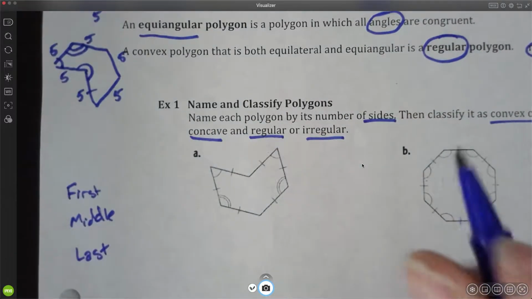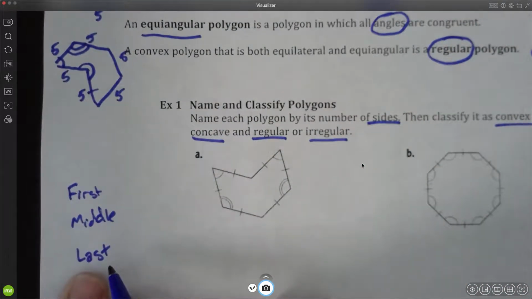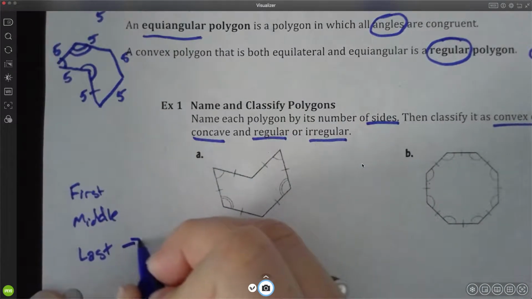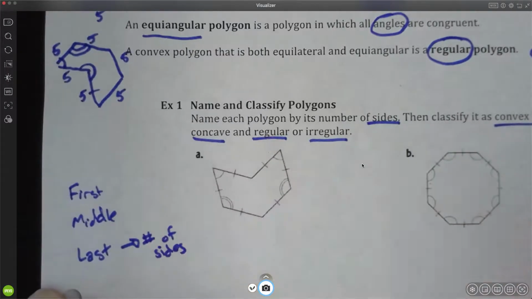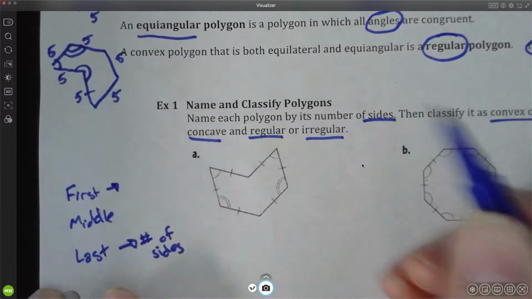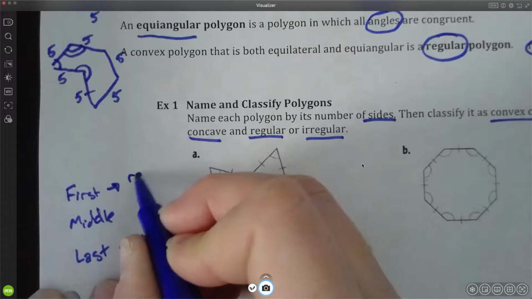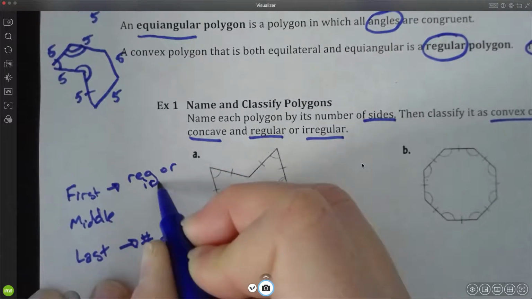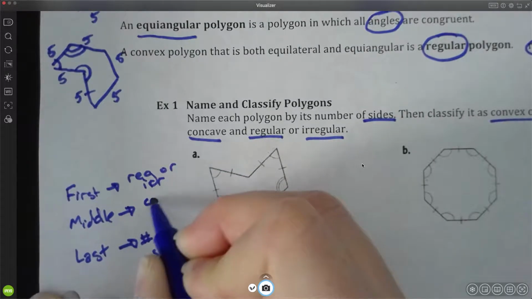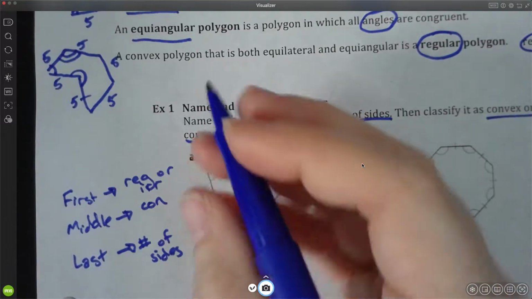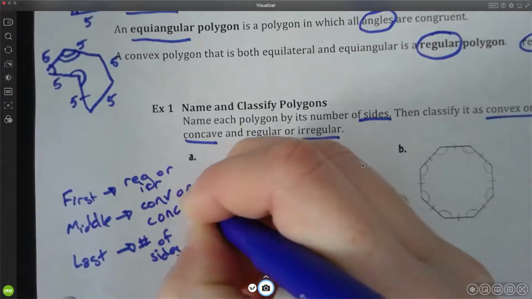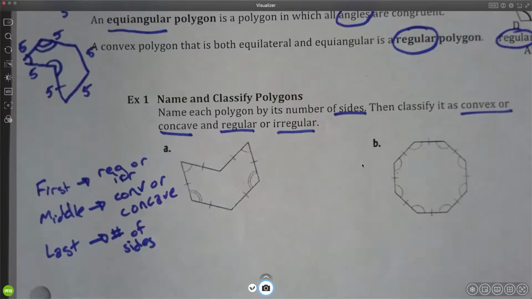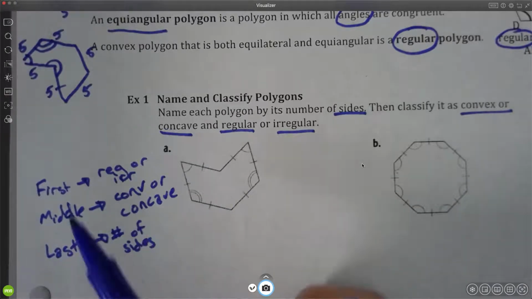Let's start with the last name. The last name that I give it is by the number of sides, okay? The first name that I give it is regular or irregular. And the middle name is convex or concave, okay? So I list them in that order because otherwise it sounds funny, and I'll show you why here in just a second. So A has, let's start with the last name first.